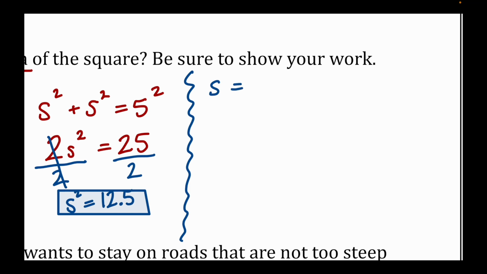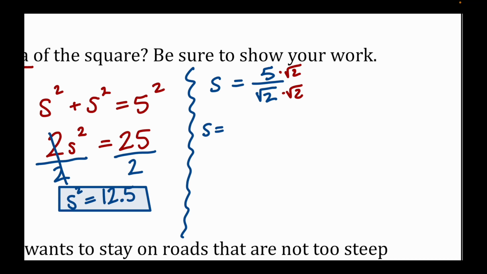In order to find s, this is going to be the same thing as whatever our side length was, divided by the square root of 2. So that means I have to multiply by the square root of 2 on both sides of the fraction, not of the equation. So the numerator and the denominator here. And that would give us 5 root 2 divided by 2. This is one of the side lengths.